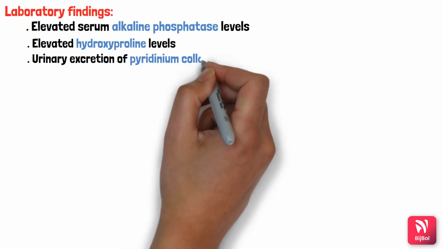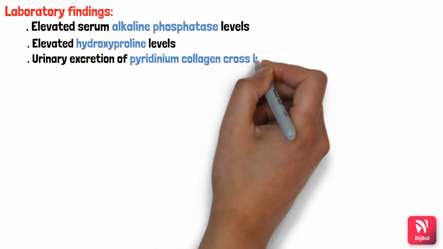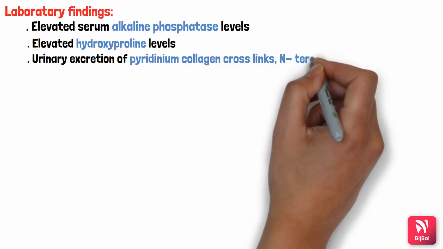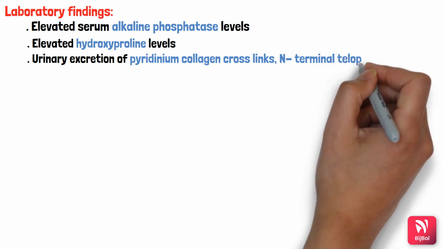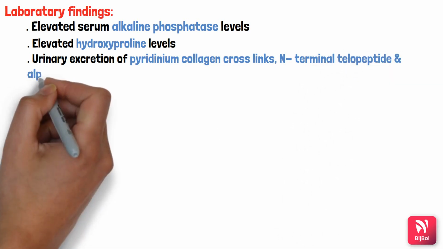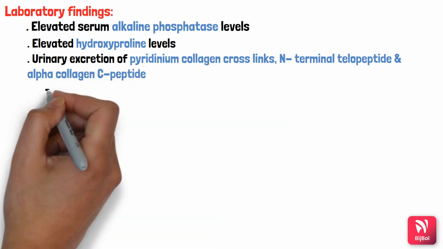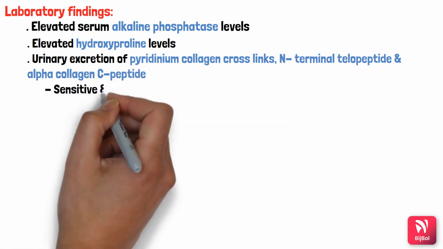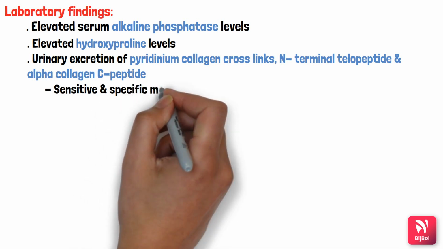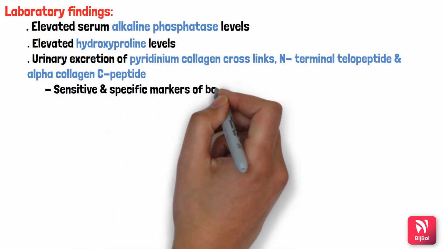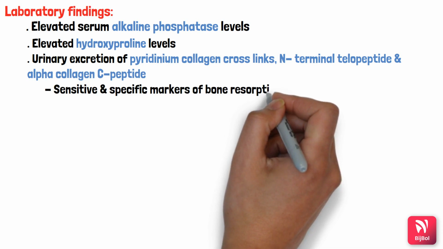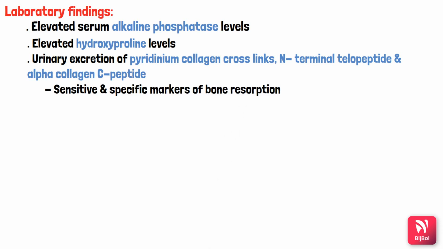So collagen is made of hydroxyproline and lysine, right? Because of which urinary hydroxyproline levels will be increased. Along with that, there will be other collagen products seen in urine, like urinary excretion of pyridinium collagen crosslinks, N-terminal telopeptides and alpha collagen C peptides. So all these collagen products act as sensitive and specific markers of bone resorption in Paget's disease.